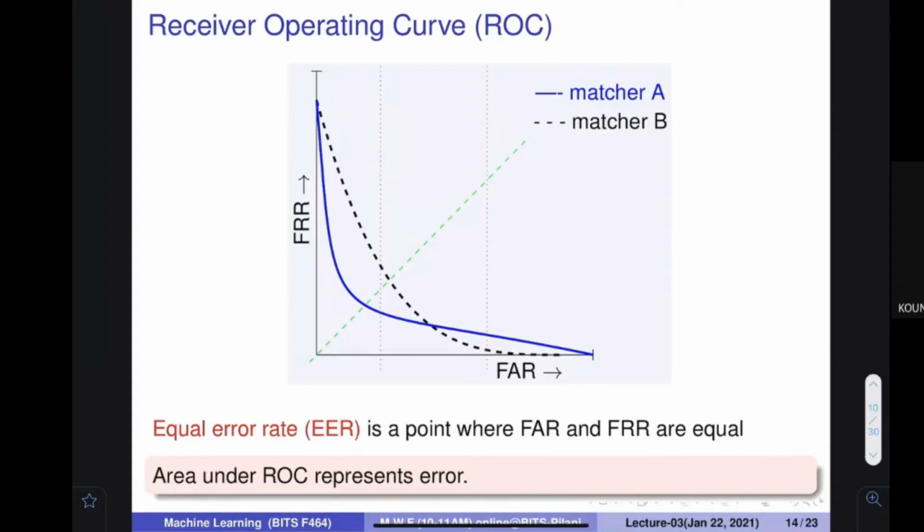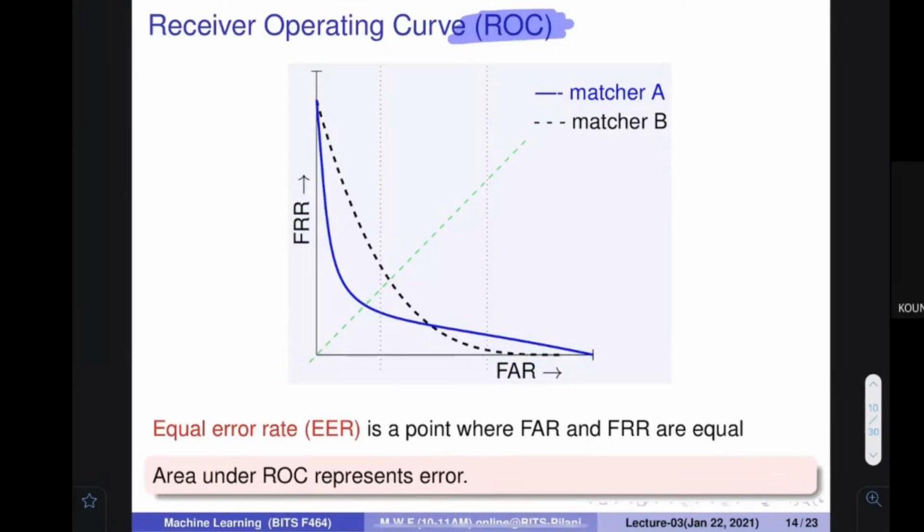Nobody is writing. What is ROC? Okay, ROC, as I told you, is a receiver operating characteristic curve, and this is the curve. When you plot FAR against FRR, then this curve is called the ROC. So I started with this.